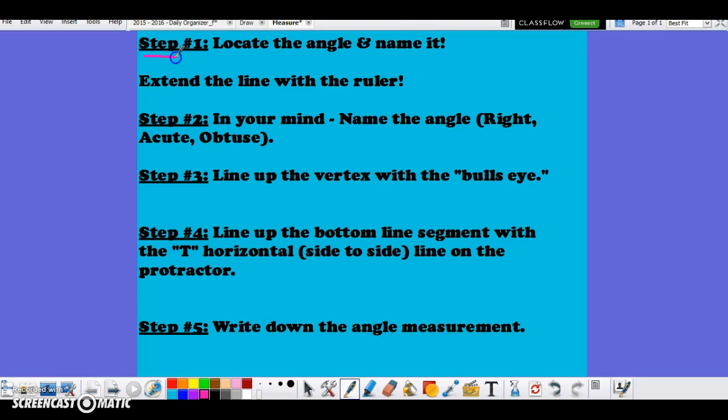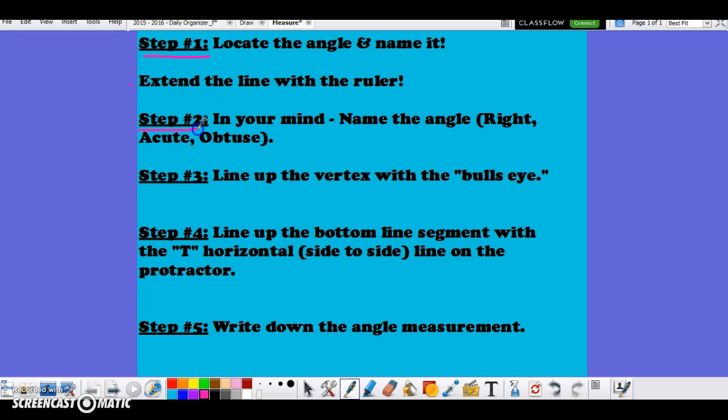Step 1. You need to locate the angle that you're trying to measure, name it by identifying the points. And then you need to extend the line with the ruler or the back end of the protractor so that if the line doesn't quite meet the protractor's length, then you'll still be able to see it. You'll be able to recognize this once I show you an example.